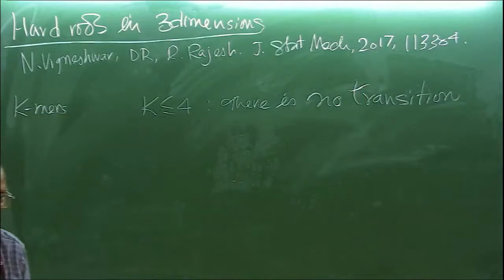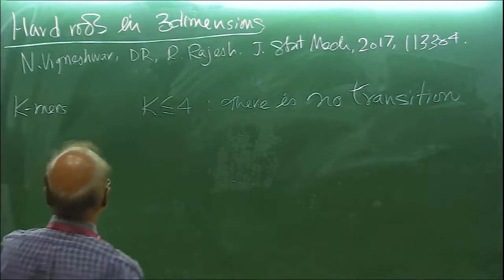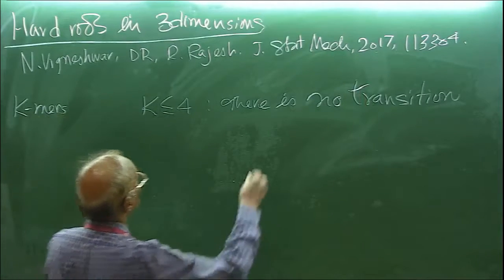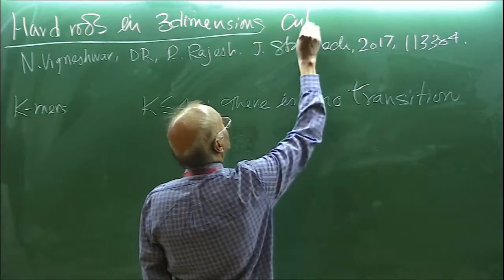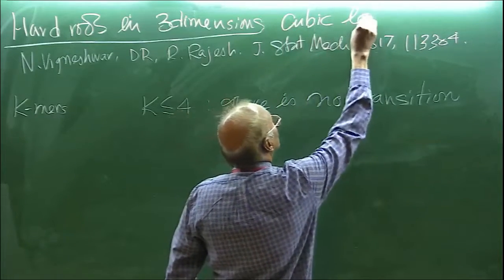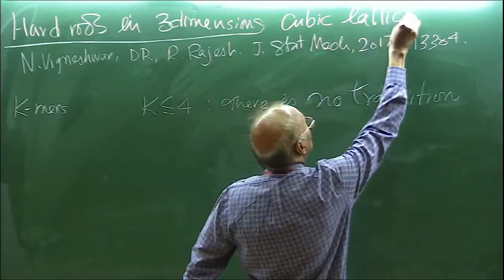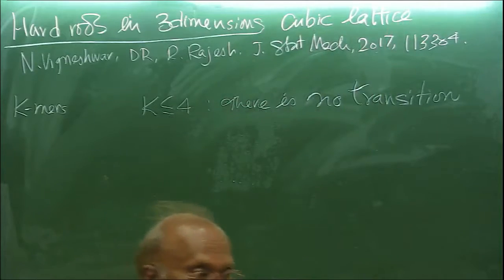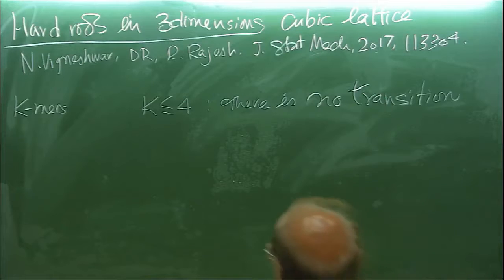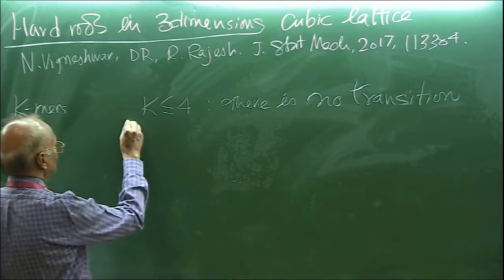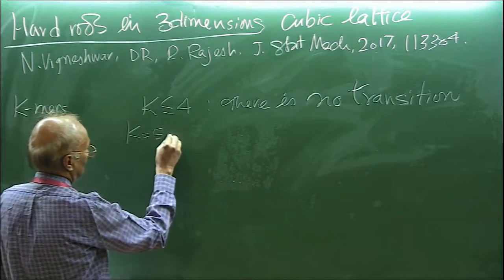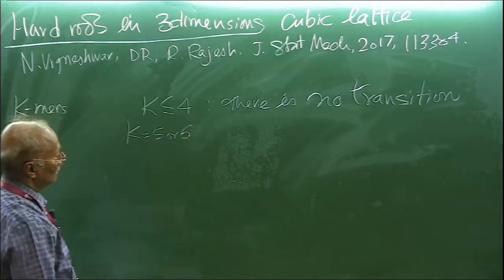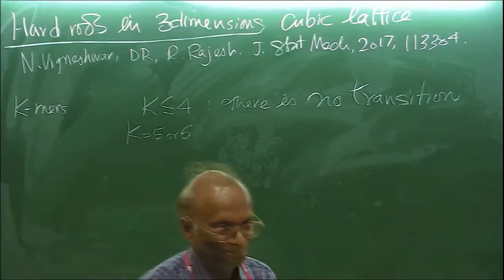So this is a lattice. Yeah, it's a 3-dimensional cubic lattice actually. I think for the questions we are asking, the lattice is hopefully not very crucial and other lattices will behave similarly, but we have not tried other lattices. So if you have k equal to 5 or 6, there is a phase transition.